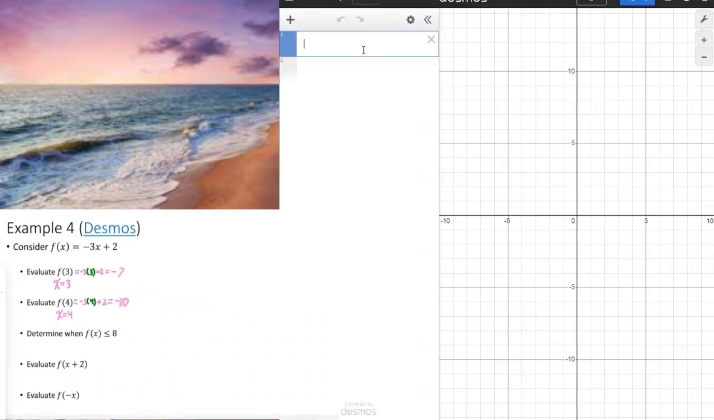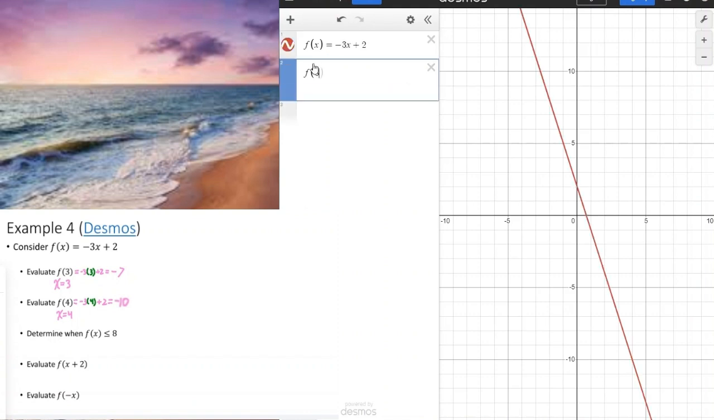How can we do this a little quicker? Well, if we use Desmos, we can type in our function along with the function notation. From there, if I want to evaluate f of 3, I can just type in f of 3, and we can see here, f of 3 is negative 7. And I can do the same thing with 4. Type in f of 4, and I can see here, f of 4 is negative 10.